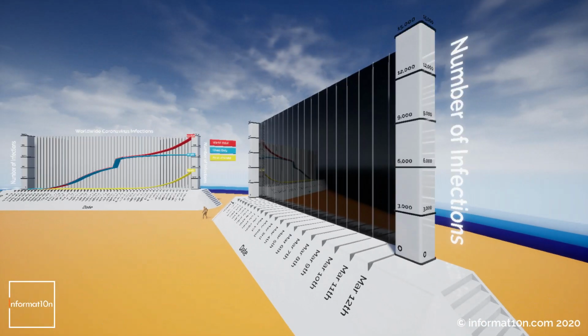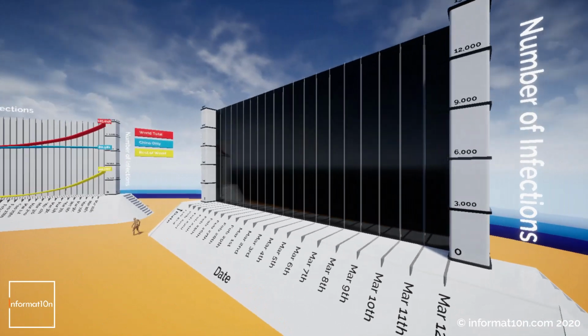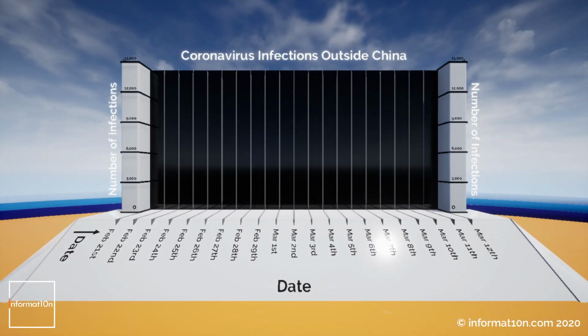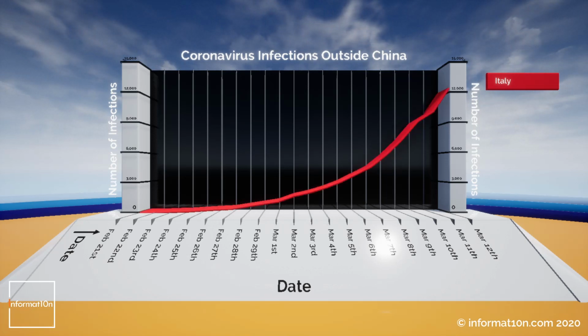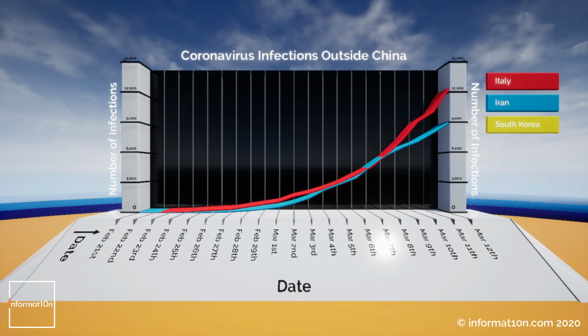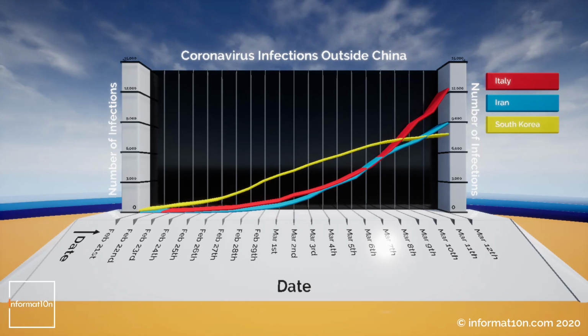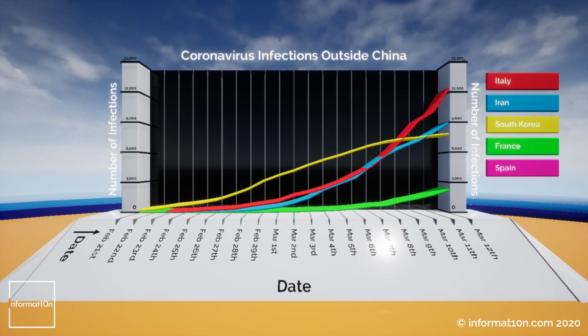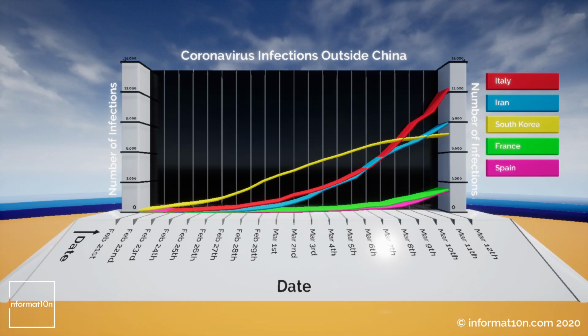Okay, this next chart is looking at the number of infections, and it's going to focus on specific countries outside of China. So the first country we're looking at is Italy, the red line. Currently it has the highest number of infections anywhere in the world other than China. And you've got Iran, South Korea, France, Spain, and lastly Germany on there as well.